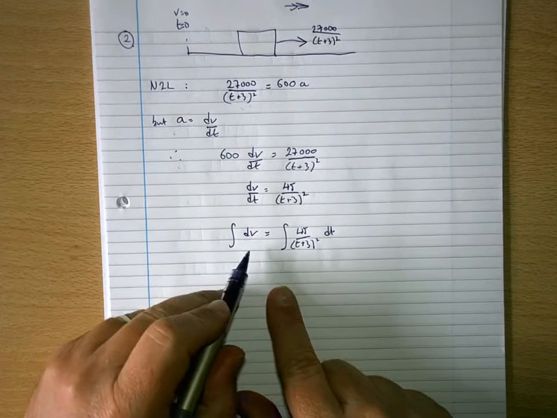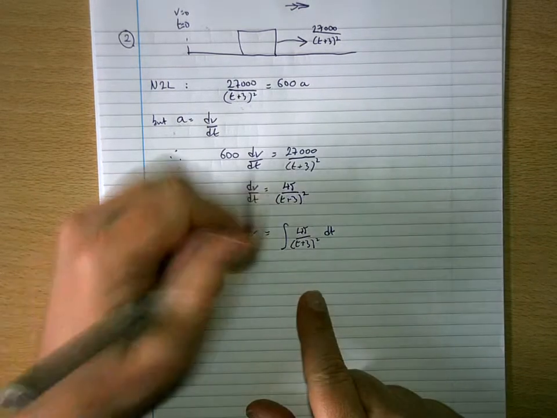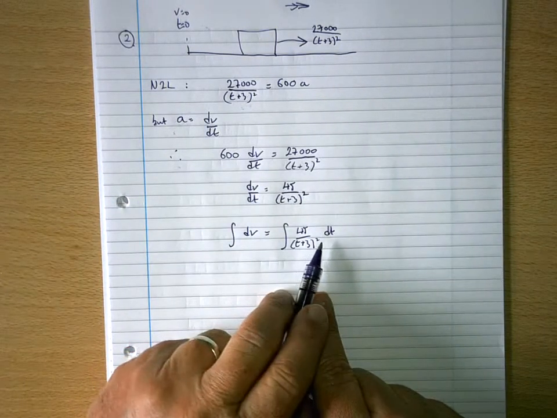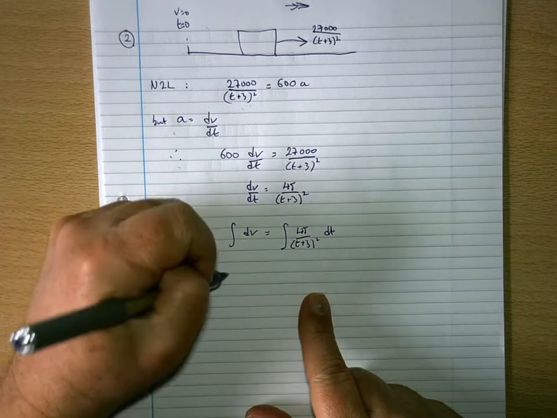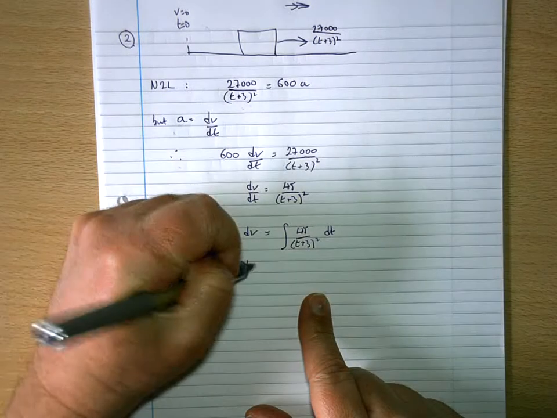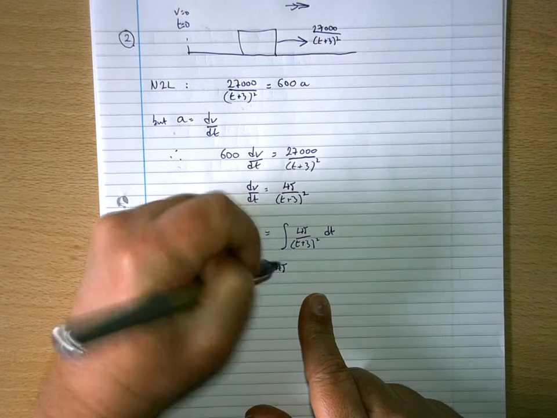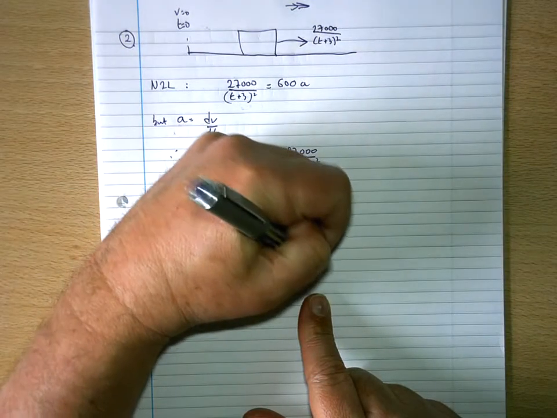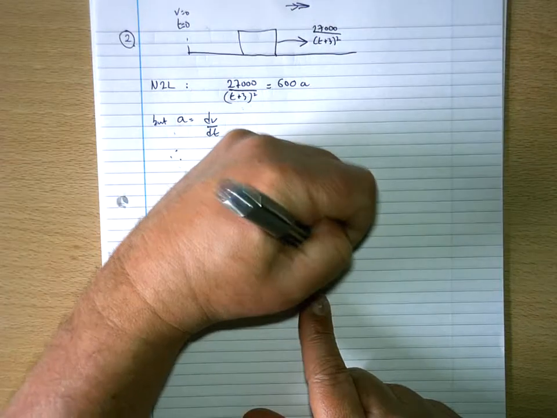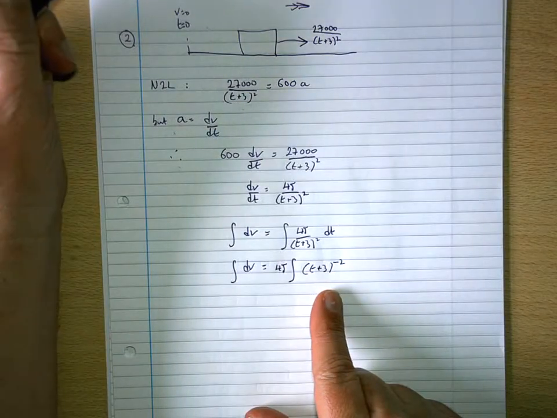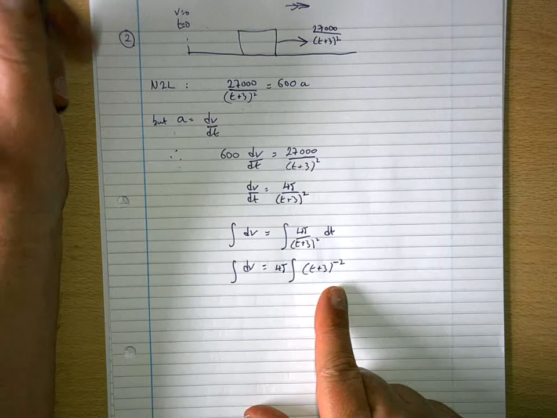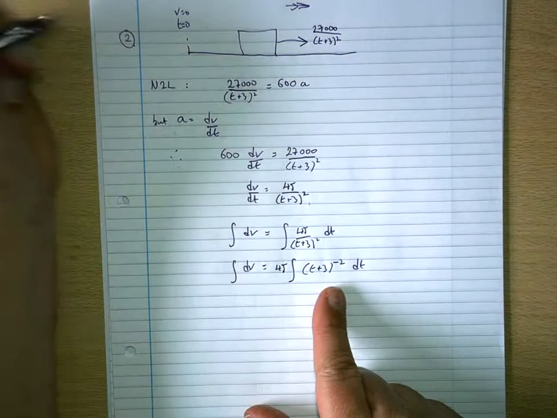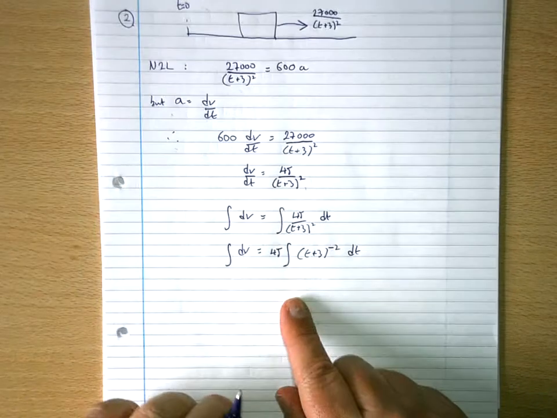Right, so that's straightforward to integrate. This one, it's not a natural log because it's to a power, so that's going to be dv, and I can take the 45 out, it's not going to add anything to the integral, so I've written that now as (t+3) to the power of minus 2 dt. So it's a straightforward one to integrate.